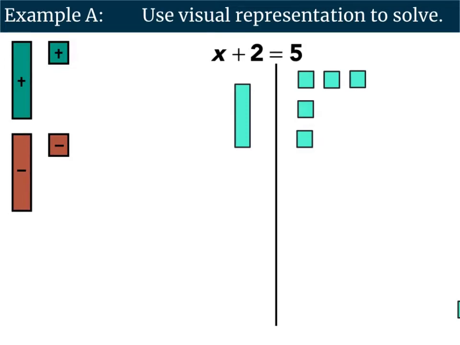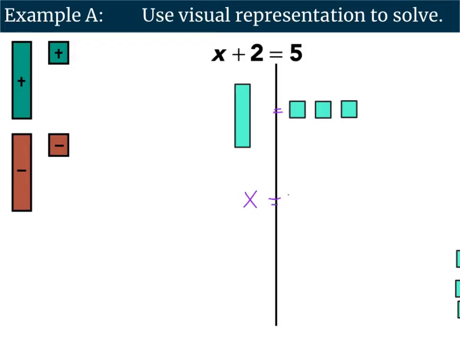So since I took 2 from the left side, I have to take 2 from the right side, and if I do that, I'm going to take my 2 away, and then I'm going to be left with just 3 on one side. So now I have x is equal to 3. So x is equal to 3. So that is the answer to my equation.